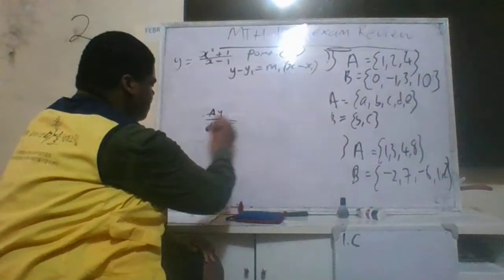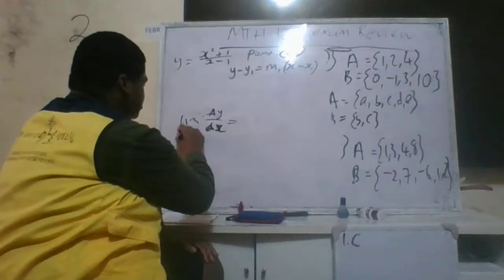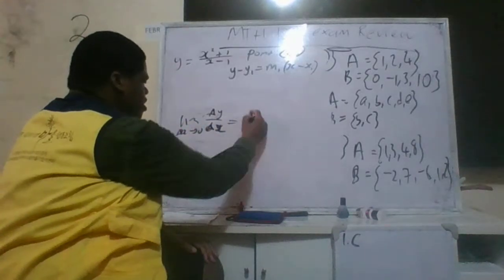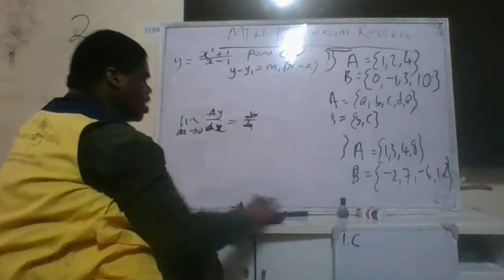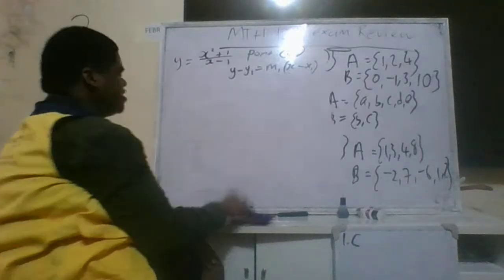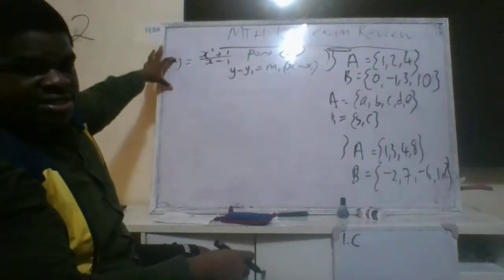Instantaneously, this is basically just the limit as the change in x tends towards 0. This is equal to dy/dx. So how do you find the value of dy/dx? It's easy. You differentiate this.